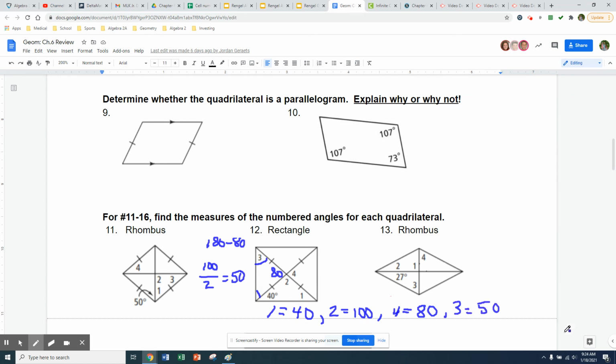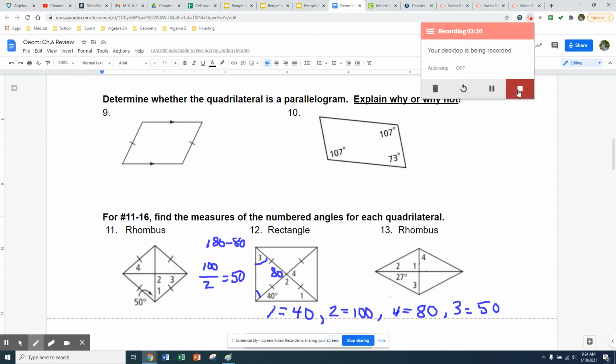So when we get into that rectangle, the rectangle starts to produce perfect isosceles triangles. And then we can use the base angles theorem of an isosceles triangle. Hopefully that helps. And then I can continue taking any more questions.